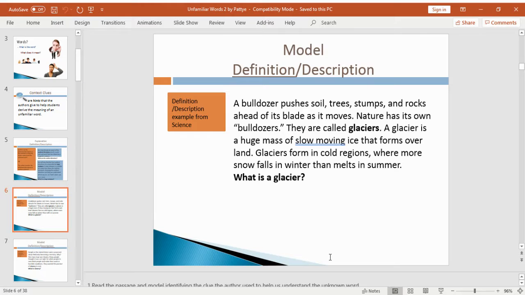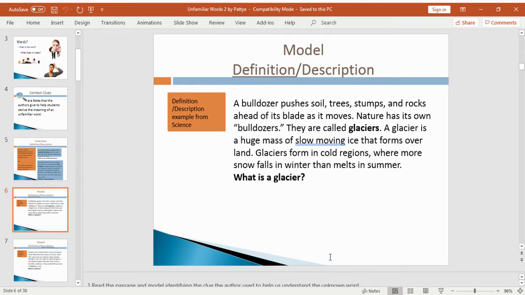First, they give us an example in an informational text for science. A bulldozer pushes soil, trees, stumps, and rocks ahead of its blades as it moves. Nature has its own bulldozers. They are called glaciers. A glacier is a huge mass of slow-moving ice that forms over land. Glaciers form in cold regions where more snow falls in winter than melts in summer. What is a glacier?